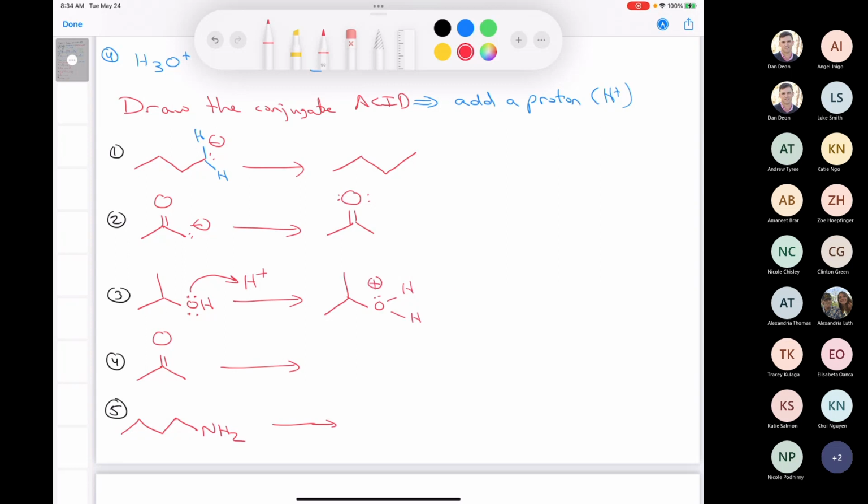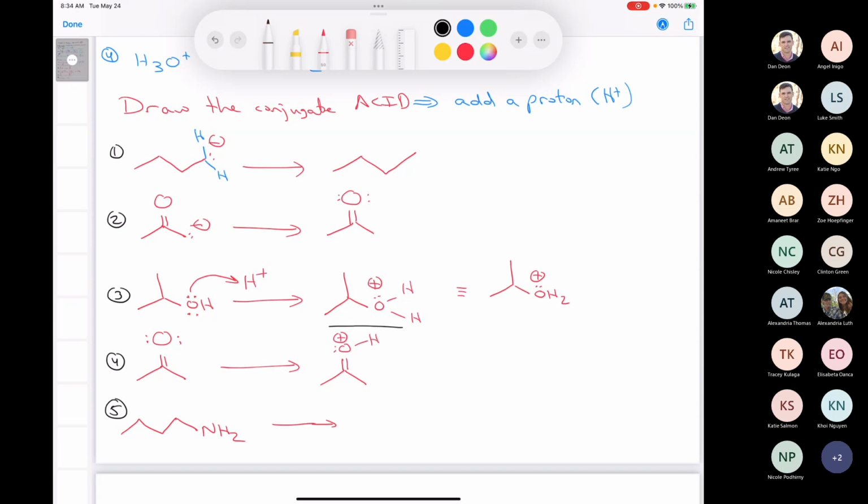Sometimes you'll see me write a partially condensed structure like this, where I'll just write OH2 and then put the lone pair and the positive charge, instead of drawing all the bonds explicitly. I'll just condense it a little bit like that. So if we follow the same rationale for the ketone that I have in number 4, the only place that I could add a proton is to the oxygen, because none of the carbons can take on an extra bond. And so we add the hydrogen atom to the oxygen, and I end up with an oxonium ion, like this.